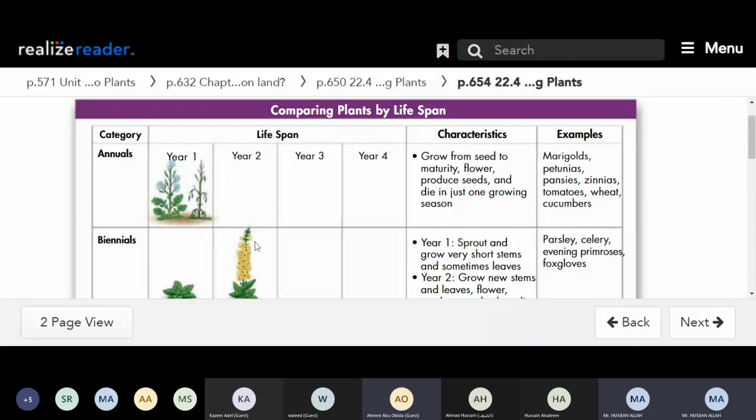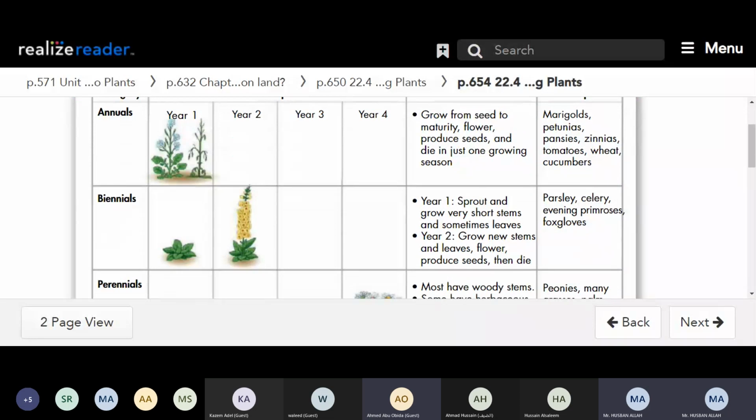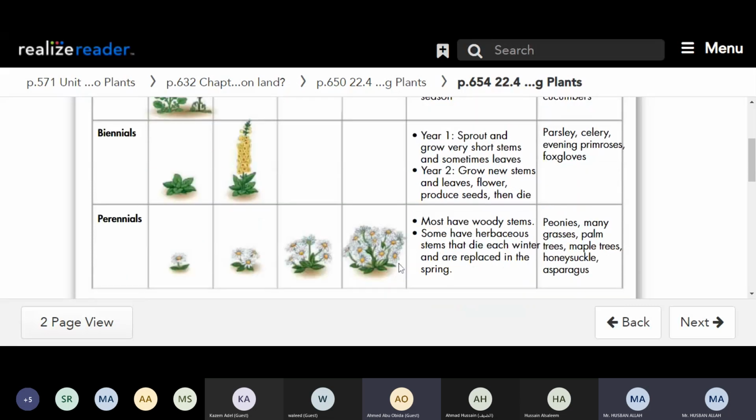Next, biennial: those plants which have a maximum lifespan of 2 years. So in the first year, what will happen? In the second year, what will happen? In the first year, sprout and grow a very short stem, and sometimes even leaves. In the second year, grow new stems and leaves, flowers produce seed and then it dies. In the first year, it will just grow a little bit. In the second year, it will mature and produce flower and seed, and then it will die. Third one, we have perennial plants: those plants which have an age of more than 2 years. Perennial: most have woody stems.